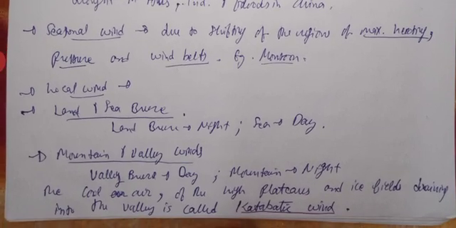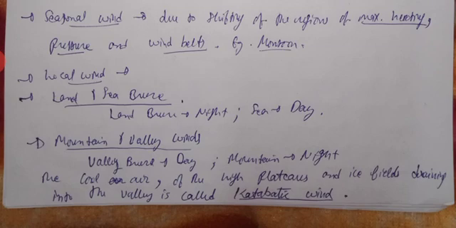So next point is local wind. Land breeze and sea breeze are local winds. Land breeze occurs at night and sea breeze occurs in the day. The next local winds are the mountain and valley winds. Valley breeze occurs during the daytime and mountain breeze occurs during the night time.